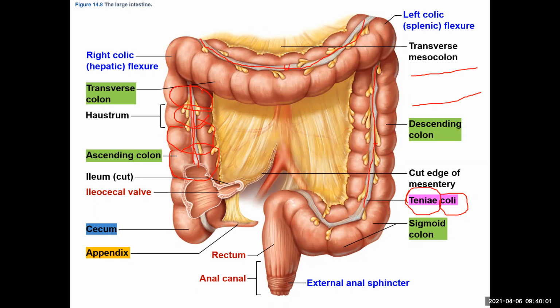Are we okay about it? Any questions till now about the anatomy of the large intestines? Yes, ladies? All clear. Alhamdulillah. All clear. Great. No questions. Okay. Shall I move ahead?